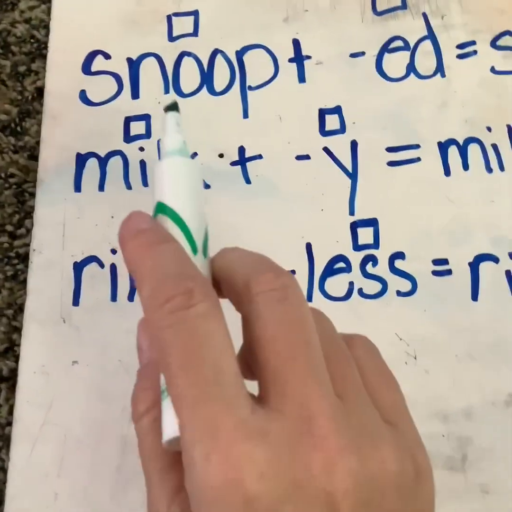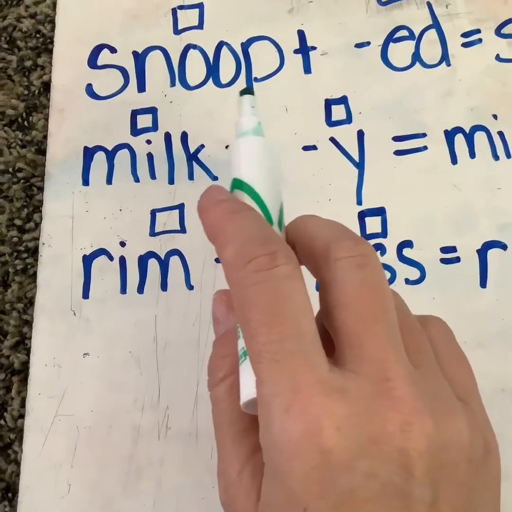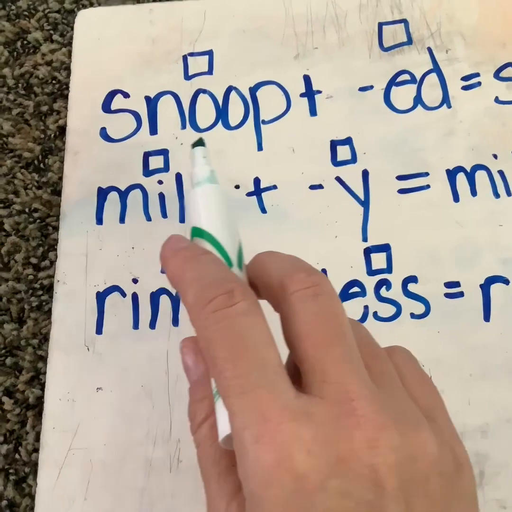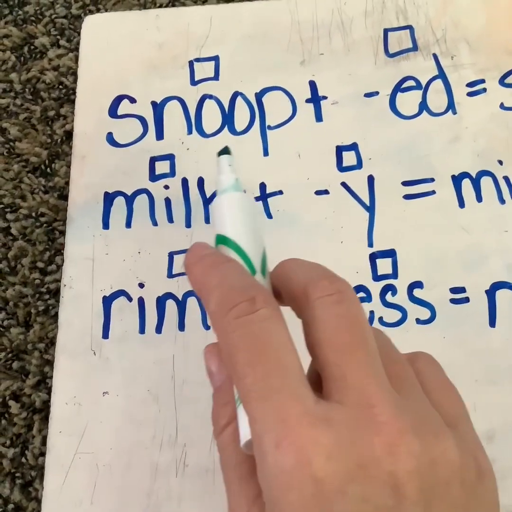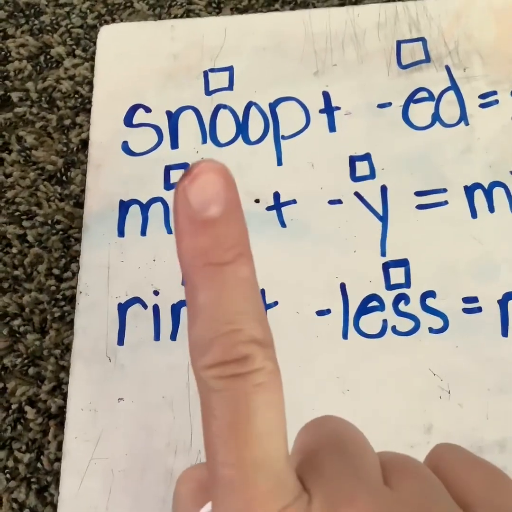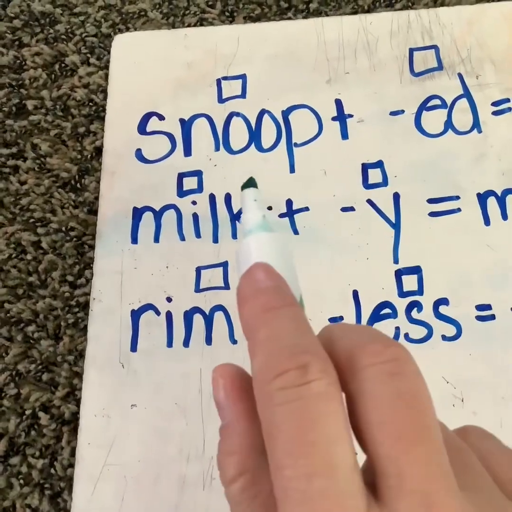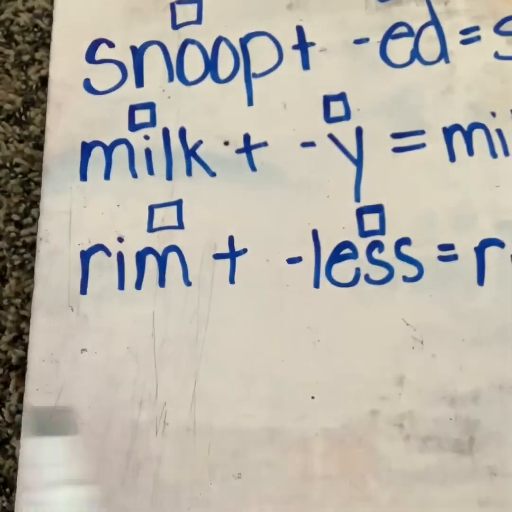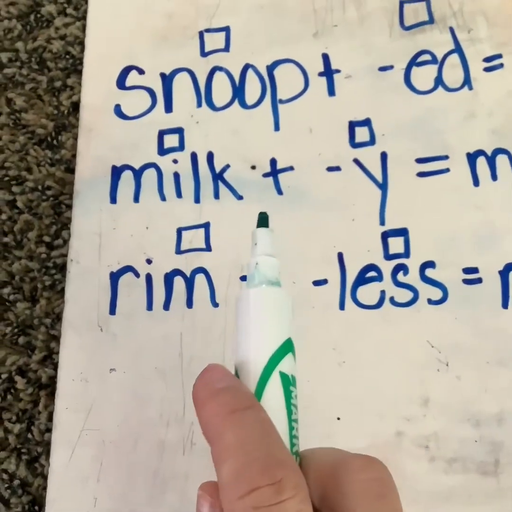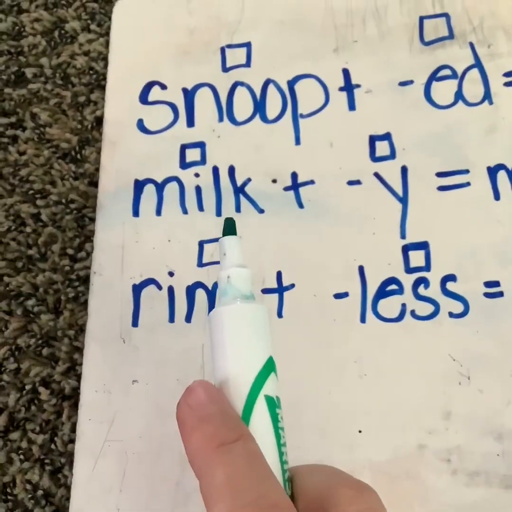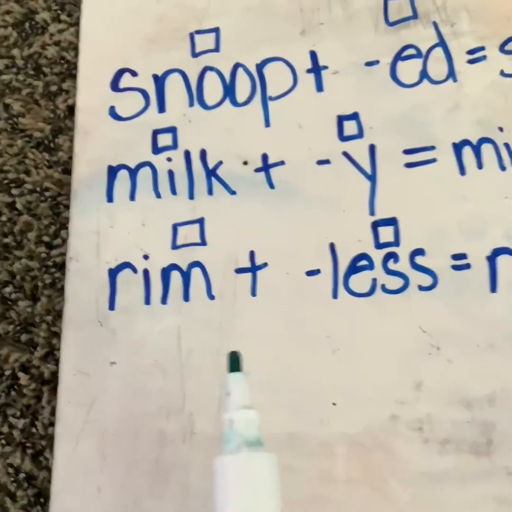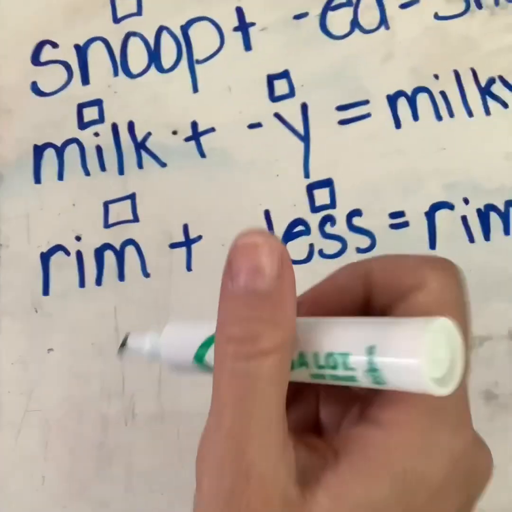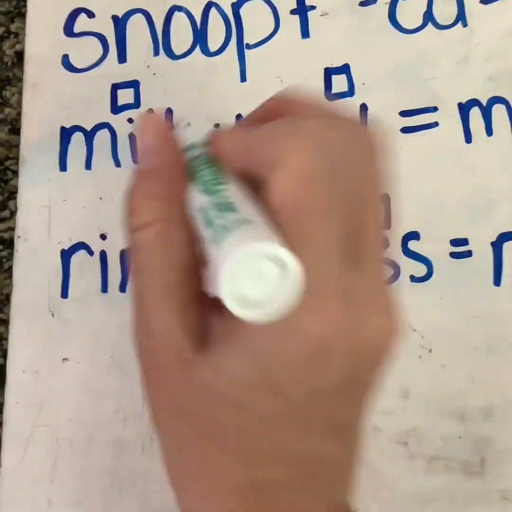Now if you look at snoop, it does end with a vowel and a consonant, but that O is not working by itself. It's taking both O's to say oo. So it's not just ending with one vowel and a consonant, it's ending with two vowels and a consonant. So I can't put a check mark. Okay, does milk end with a vowel and a consonant? Nope, it ends in two consonants. Good job. What about rim? Does it end in a vowel and a consonant? It sure does, so we are going to put a check mark.